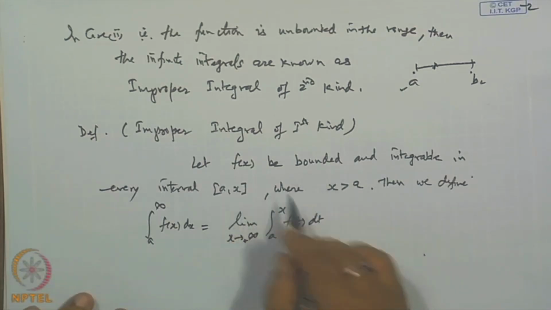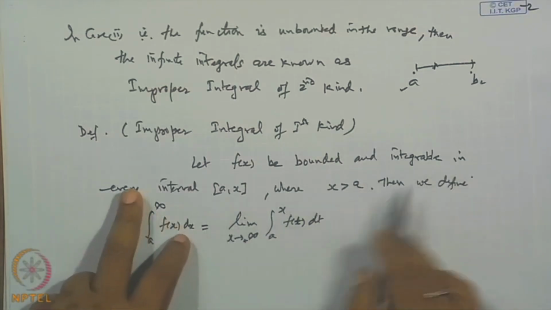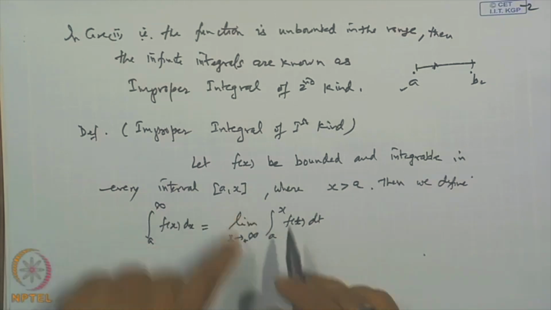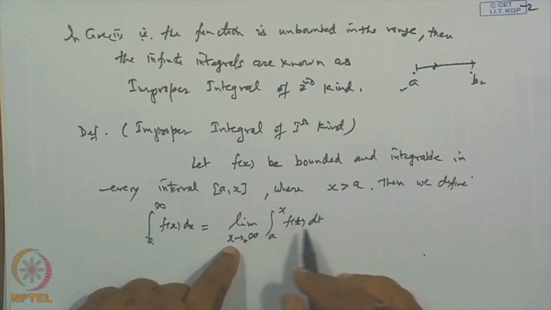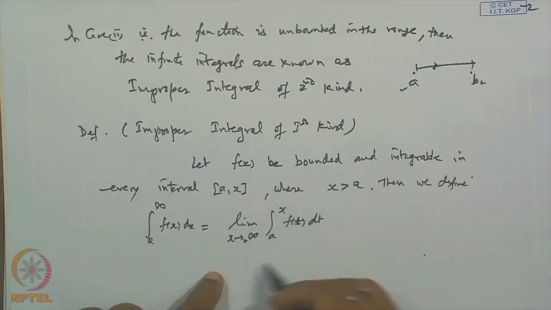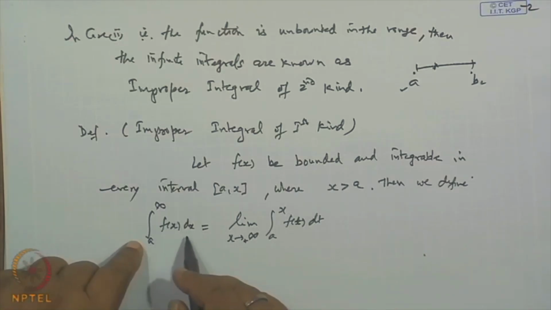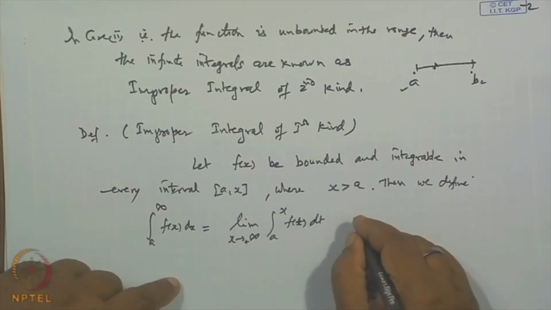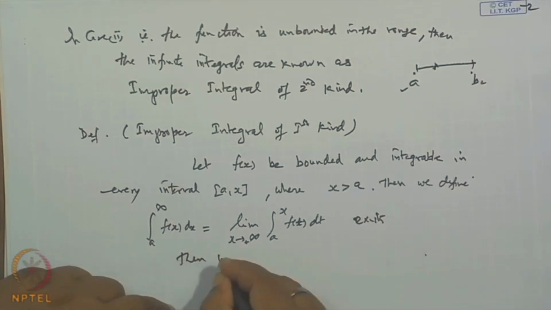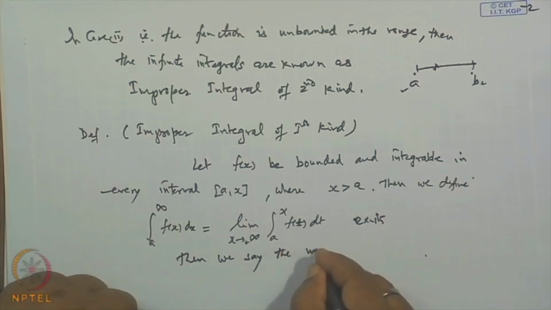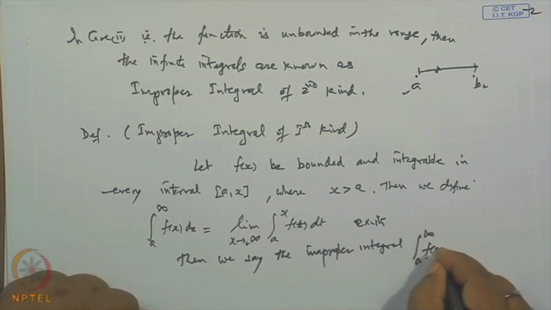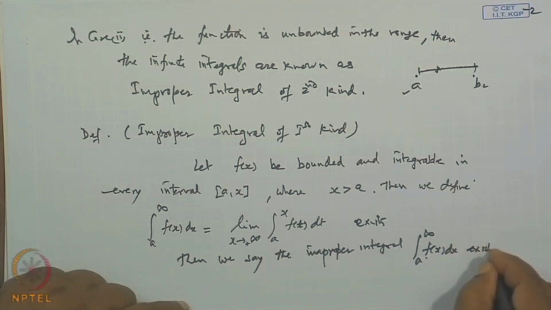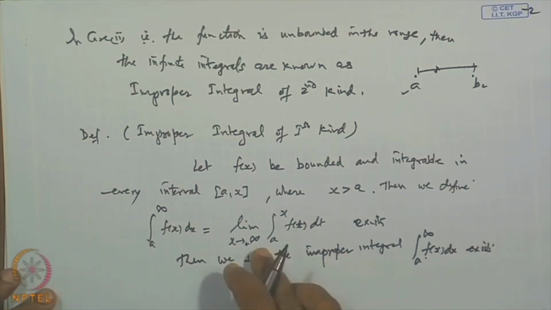Now, this integral from a to x of f(t) dt exists, because the function f is bounded and integrable in every interval [a, x], so this Riemann integral exists for each x greater than a. So the limiting behavior of this integral when x tends to infinity: if this limit exists and comes out to be a finite quantity, then we say this improper integral of first kind exists. We say the improper integral from a to infinity of f(x) dx exists or converges.